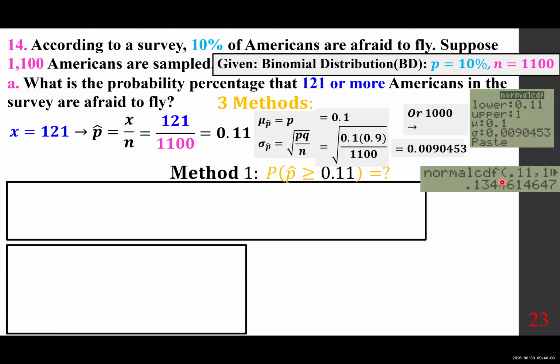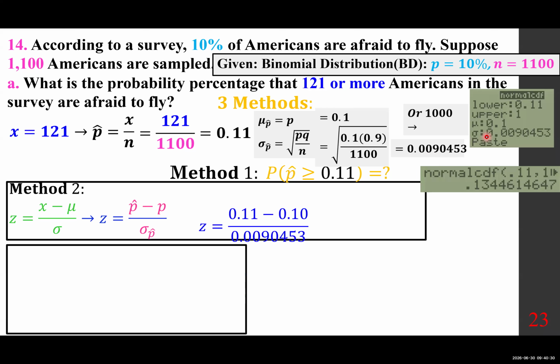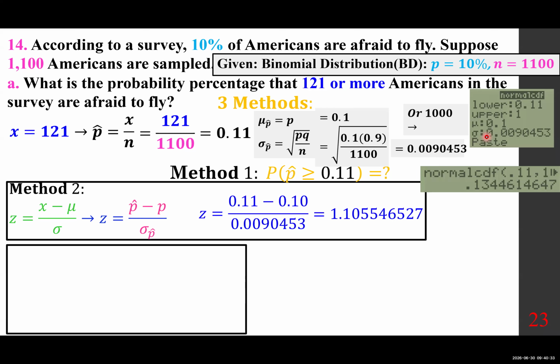Here's the second method. We calculate the z, x minus mu over sigma. In this case, p hat minus p over sigma of p hat. So what is p hat? 0.11. So 0.11 minus 0.1 over sigma of p hat, that is this number, 0.009045. And here's what we get. So that is equivalent to the probability of z larger than or equal to that. So it's method 2.